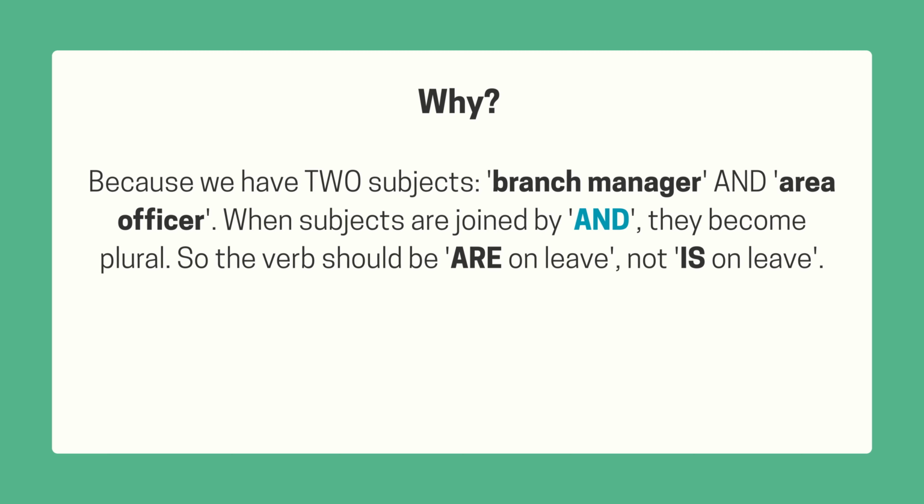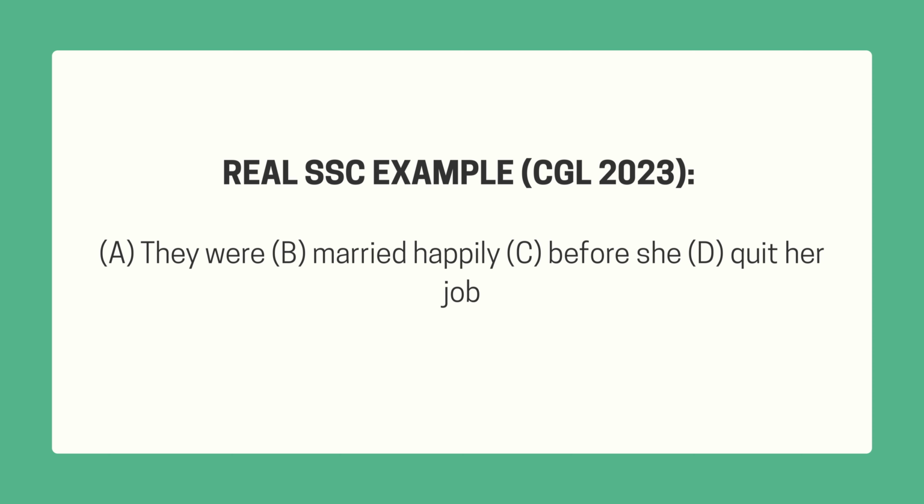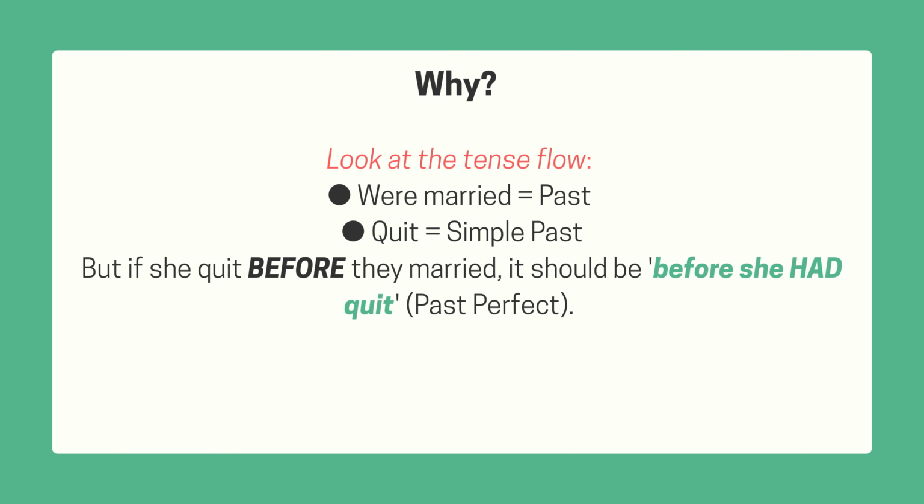Error type 2. Tense consistency. Rule. In a sentence, the tenses should be consistent. Don't jump between past, present, and future without reason. Why? Look at the tense flow. Were married is past. Quit is simple past. But if she quit before they married, it should be before she had quit, or past perfect. The correct sentence is, they were married happily before she had quit her job.